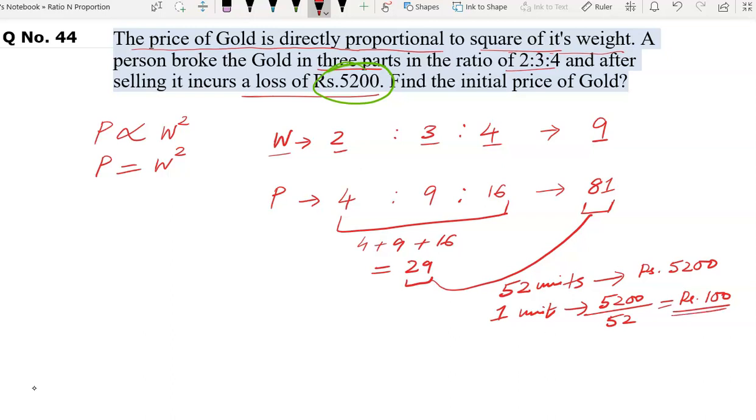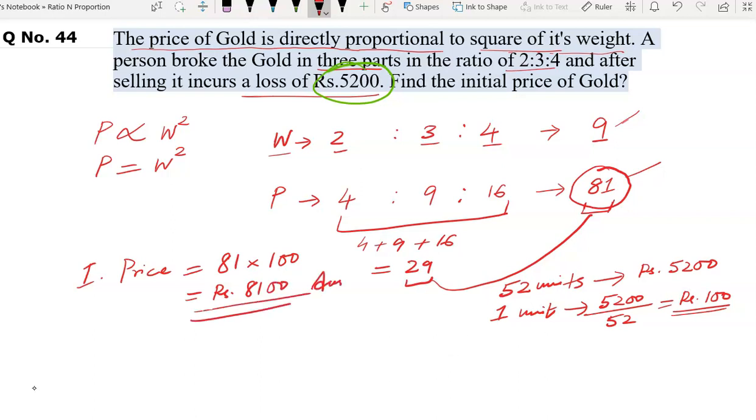And in this question we need to find the initial price of gold. So the initial price of gold is how much? 81. The weight was 9 in its original form, and the price is its square, which is 81. So 81 units. The initial price will be 81 into 100, since 1 unit is 100. So 81 into 100 will give us rupees 8100, and this is our answer.